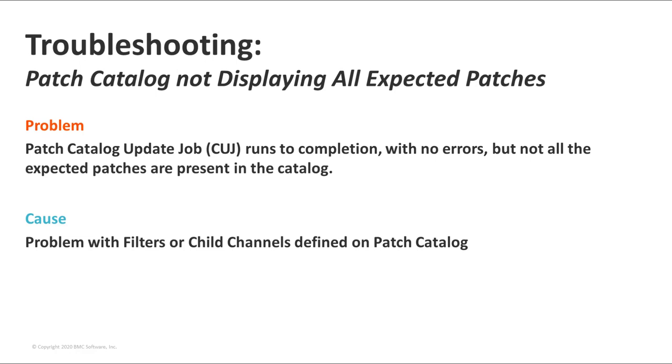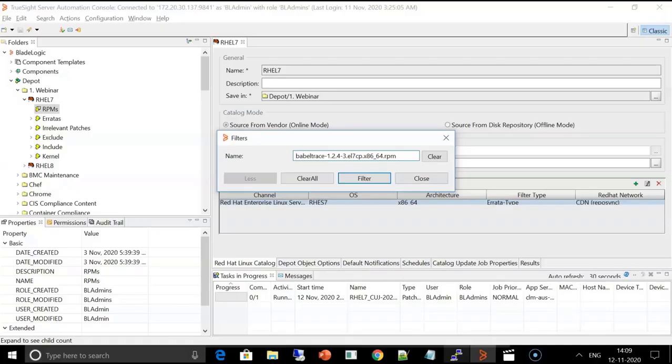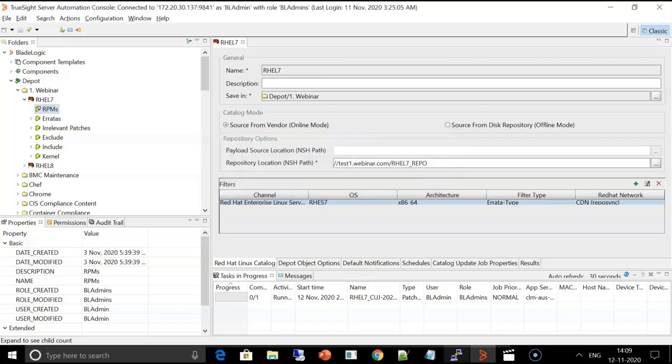Now let us see how to add a child channel in the existing catalog update job, and we'll now move to the demo. So I've now logged into the console, and you can see I'm trying to search for this RPM, babel-trace, inside my RHEL 7 patch catalog, and I'm not able to find it inside RPMs. So as I said earlier, if the catalog update job is successful and you are not seeing an expected RPM present in the patch catalog, it means that one of the child channels that the RPM belongs to has not been selected while doing the catalog update job.